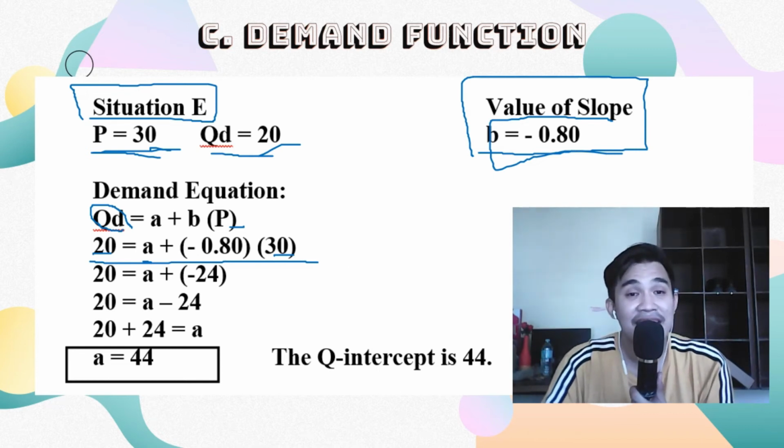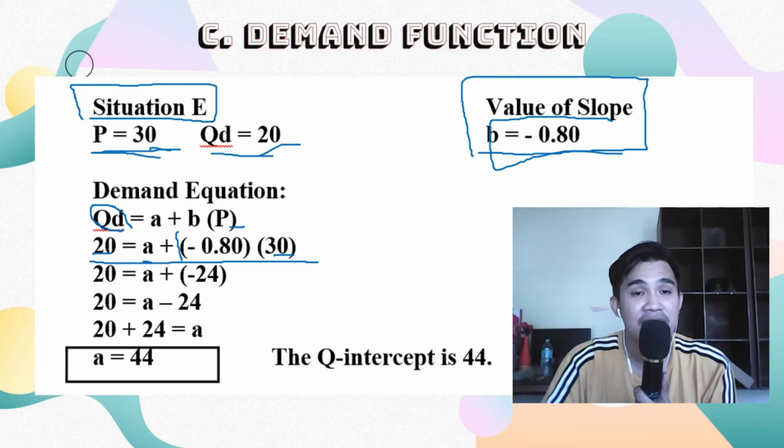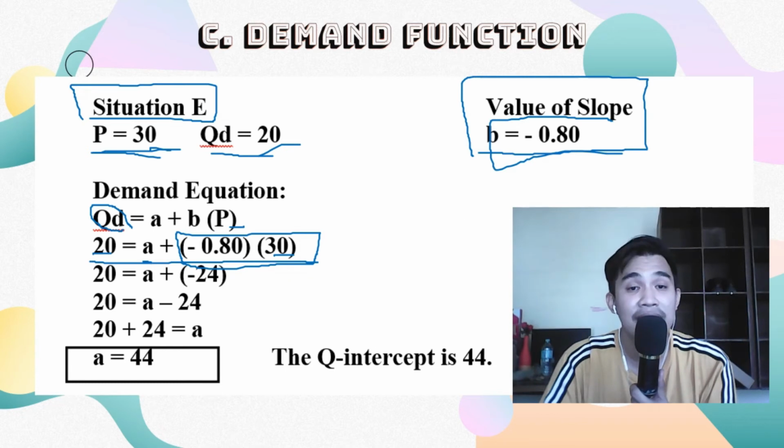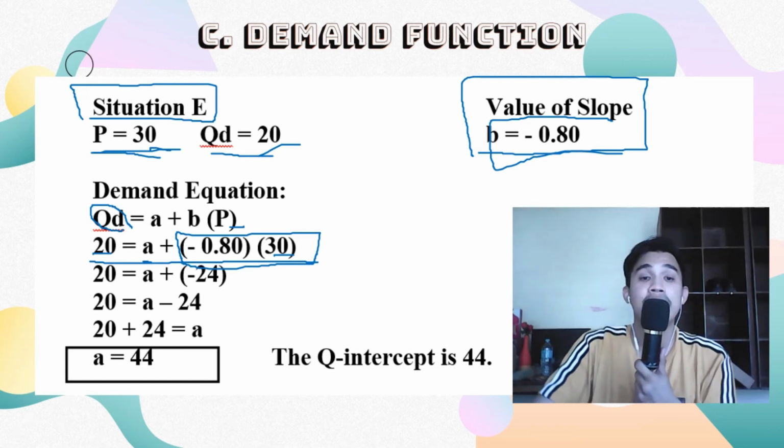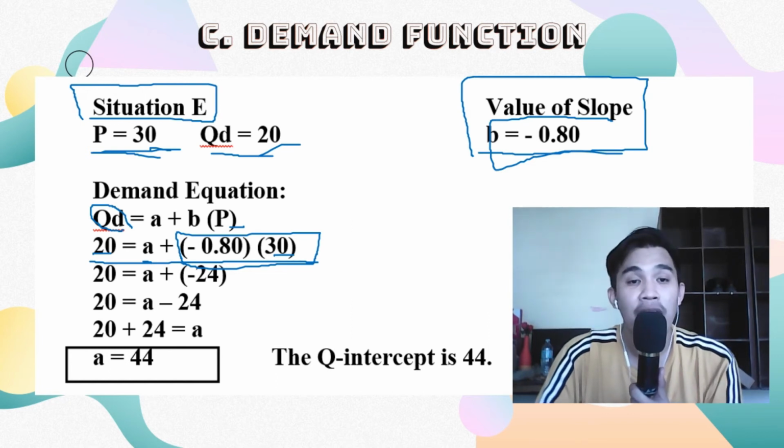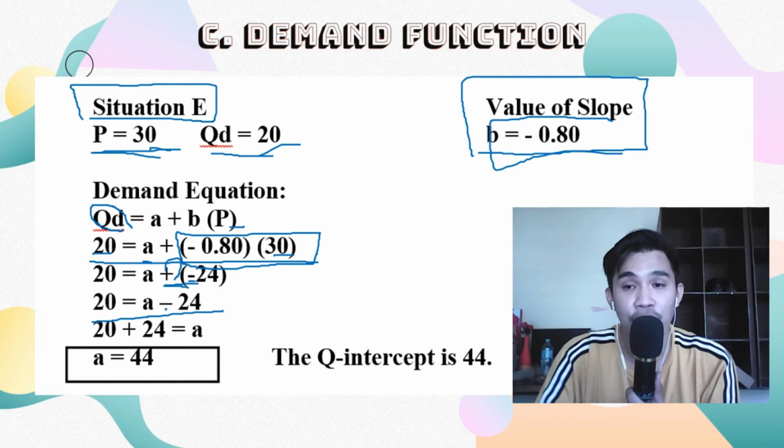Since we follow PEMDAS, we will do the multiplication first. So negative 0.80 times 30 is equal to negative 24. So we have now 20 is equal to A plus the quantity of negative 24. For the final operation, positive times negative will become negative. So we have now 20 is equal to A minus 24.